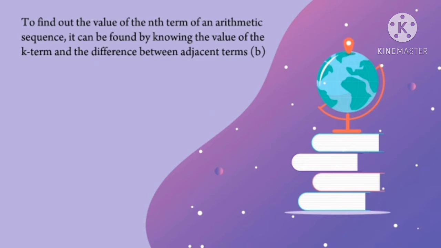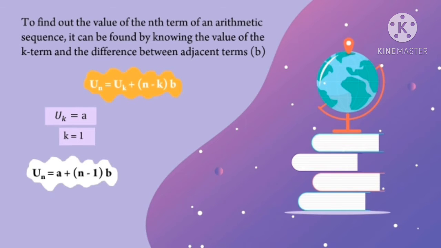To find the value of the nth term of an arithmetic sequence, it can be found by knowing the value of the kth term and the difference between adjacent terms. The formula is un equals uk plus n minus k multiplied by b. If what is known is the value of the first term, uk equals a, and the difference between the terms, then the value of k equals 1 and un equals a plus n minus 1 multiplied by b.